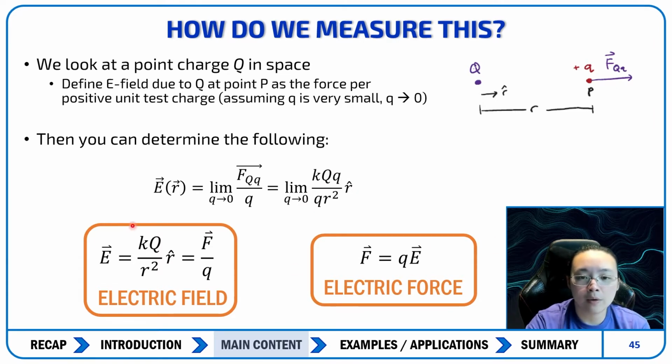So now you have an updated equation for the electric field. It's E equals kQ over r squared, or F over q. And because you can relate force to the electric field, you can also define the electric force as F equals qE. So these two equations are very important when it comes to working with electric fields and also other equations down the road.